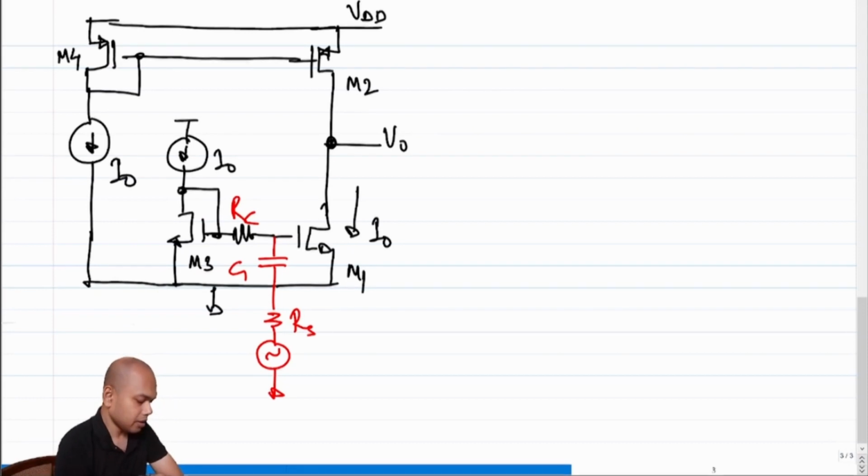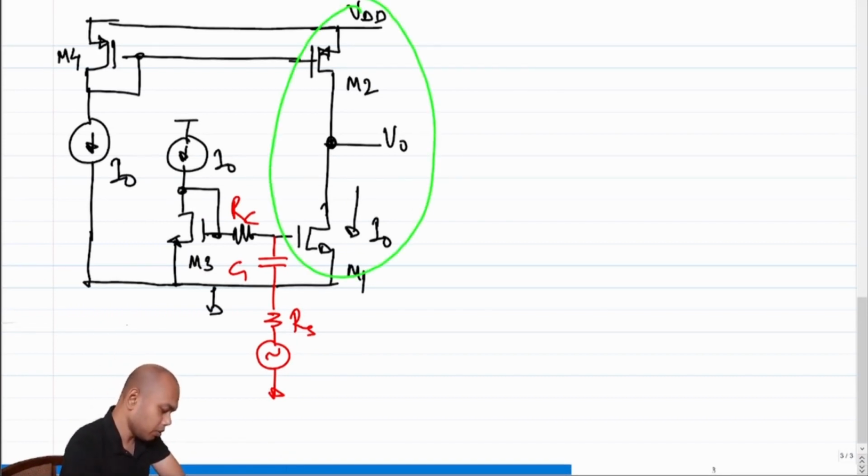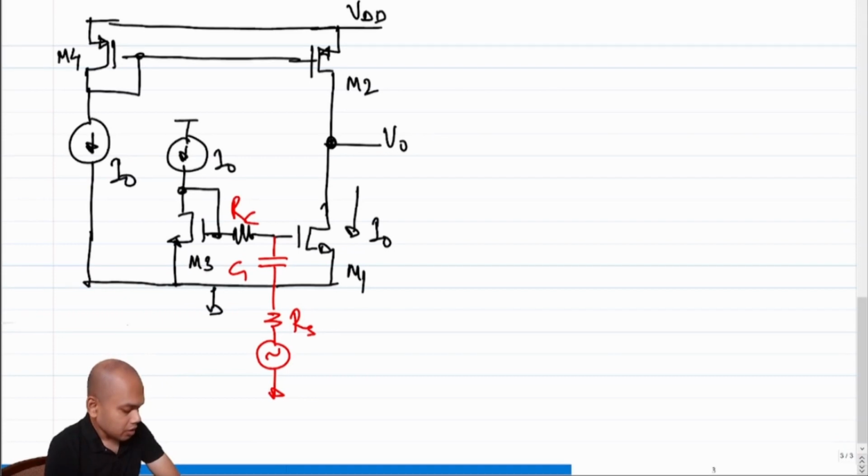Okay, so again, note that this doesn't really ensure that both M1 and M2 are in saturation. If we assume that they are in saturation, then this combination of M1 and M2 is essentially our common source amplifier, right? So I had asked you to sketch the small signal equivalent of this and figure out what V0 over Vi will be. I hope you have done that. Let me quickly run you through what needs to be done. All we need to do is replace all the transistors with their incremental equivalent.